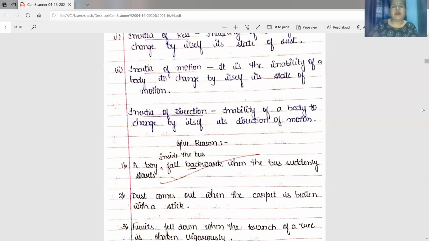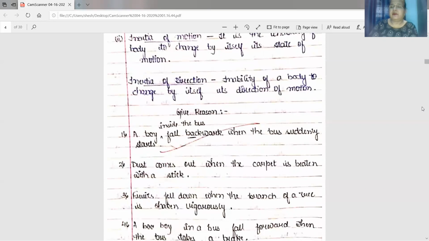Now, examples of inertia of direction. A boy falls outward who is sitting inside a moving bus and the bus takes a curve suddenly. Second example, mud guards are provided in the vehicle to protect the driver from the mud. So these are the examples of inertia of rest, inertia of motion, and inertia of direction. You will be asked reasoning questions from here.